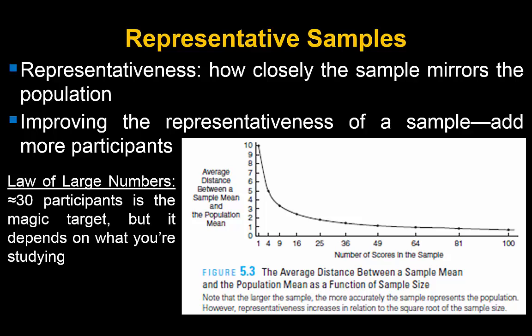Now, as a general rule of thumb, one of the questions that you're probably asking yourself now is, well, what's that perfect trade-off? What's that perfect number where you can assume that your sample matches your population? And the idea here is roughly around 30 participants. That seems to be that magic target.